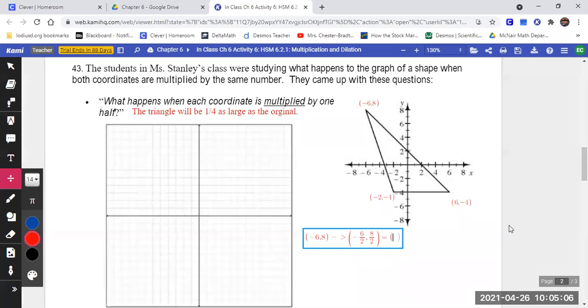Come on, guys, do the math. -6 divided by 2. What do we get? -3. And +8 divided by 2. What do we get? -4. So what's our coordinate going to look like?